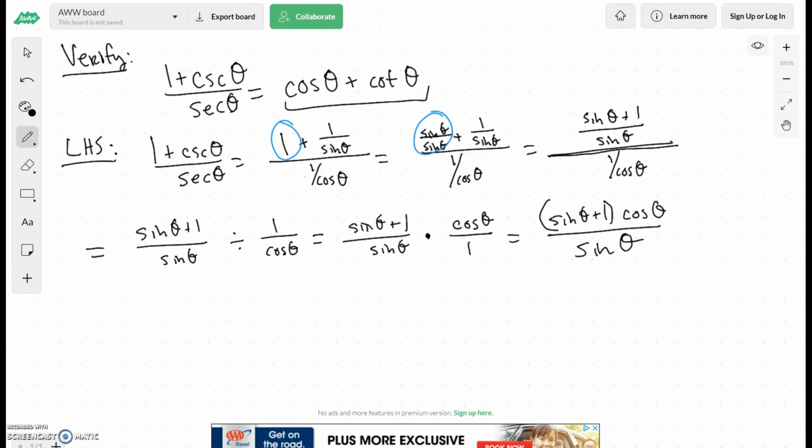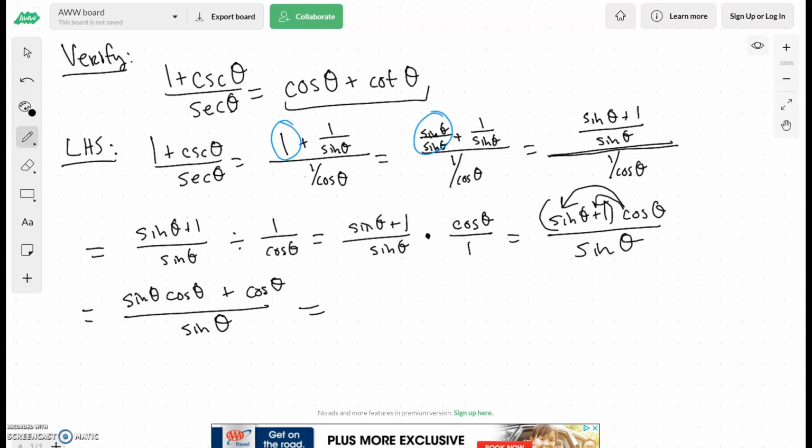I'm going to go ahead and distribute. As you can tell, I haven't done this problem yet, which is good. That way you can see me struggle. So I'm going to have sine theta cosine theta plus cosine theta, and this is going to be all over sine theta. All right, well, now we're getting somewhere.